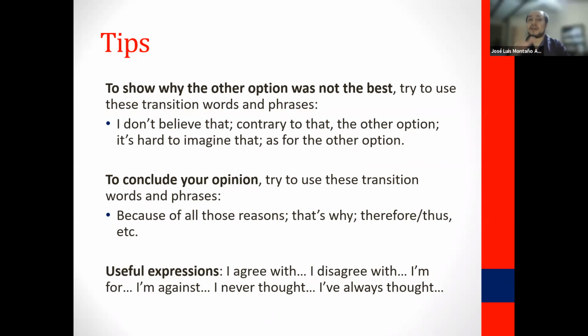So again, of course, you're going to talk about the other option and why it was not the best. You can say, contrary to that, the other option has a lot of disadvantages. For example, this and that. In fact, this and that. And that's why I believe that this is the best option, when you show the contrast. You can say in the conclusion, because of all those reasons, that's why, therefore, thus.